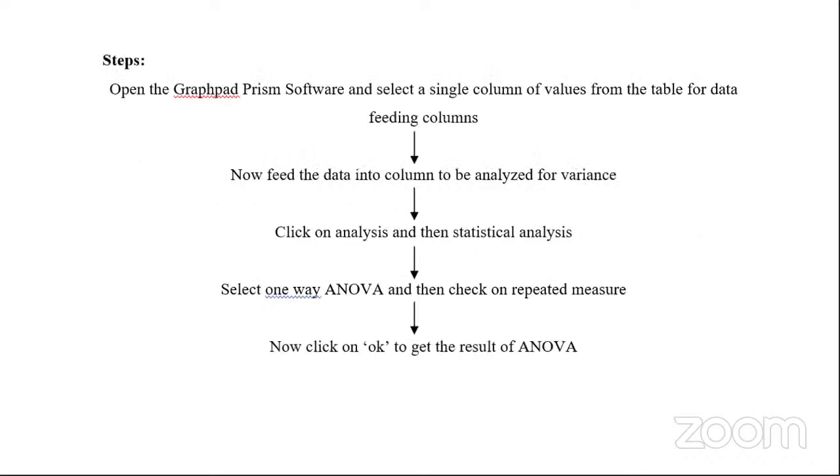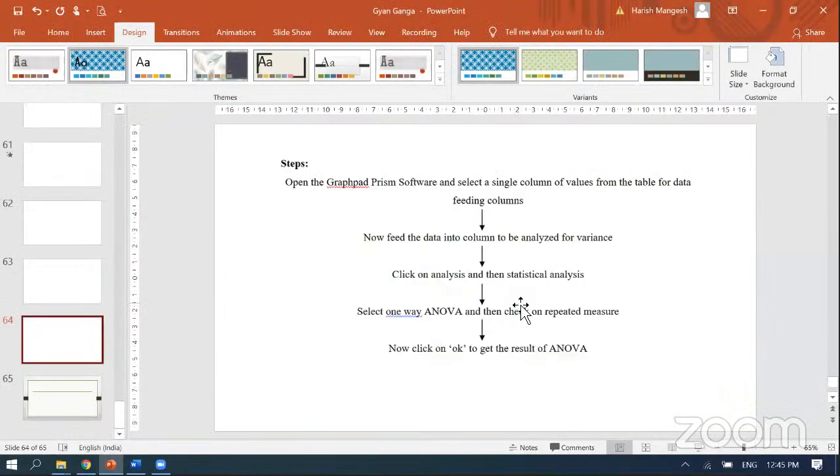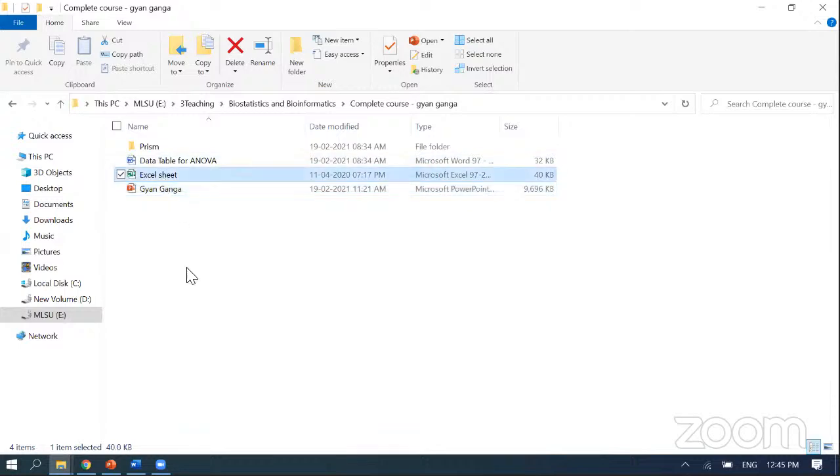The same ANOVA, the manual calculation, we can calculate using Prism software also. We will have a look at the Prism software also. First, we will calculate using an Excel sheet. So I am sharing the screen for the Excel sheet now to determine the correlation and regression.